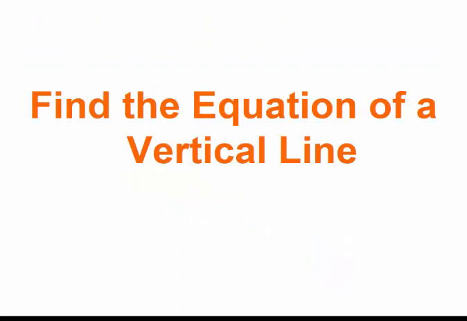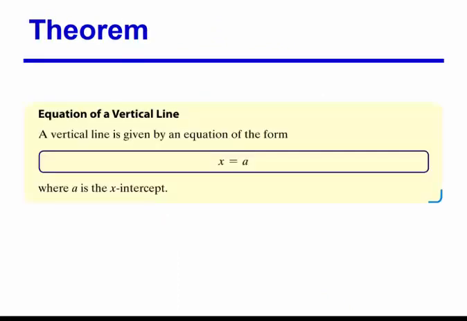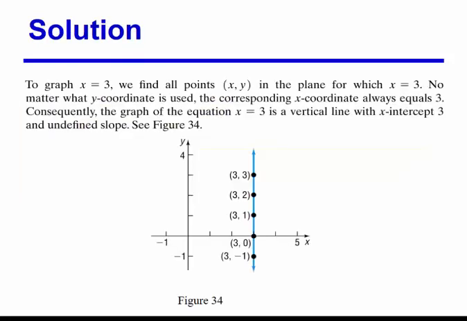So we're going to find the equation of a vertical line. If we graph x is equal to 3, that simply means that the equation of a vertical line is x is equal to a, where a is a real number. If you were to graph this, what you would do is simply put a vertical line where x is equal to 3, and then pick some arbitrary points for your y.